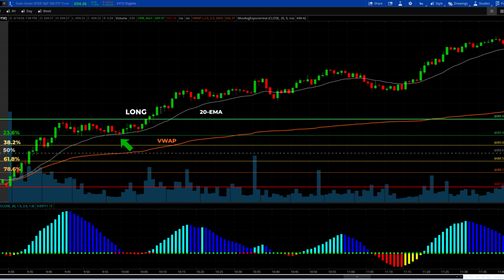How to draw Fibonacci retracements correctly depends on trend direction. In an uptrend, you draw from the swing low to the swing high. The tool will automatically project retracement levels downward. In a downtrend, you draw from the swing high to the swing low, projecting levels upward. The key is identifying the correct swing points.